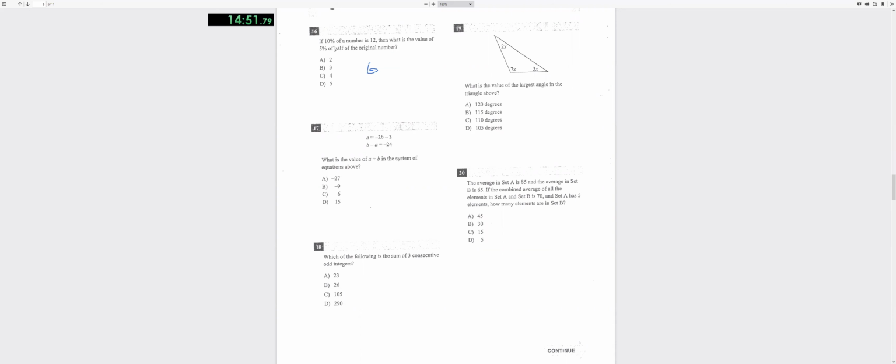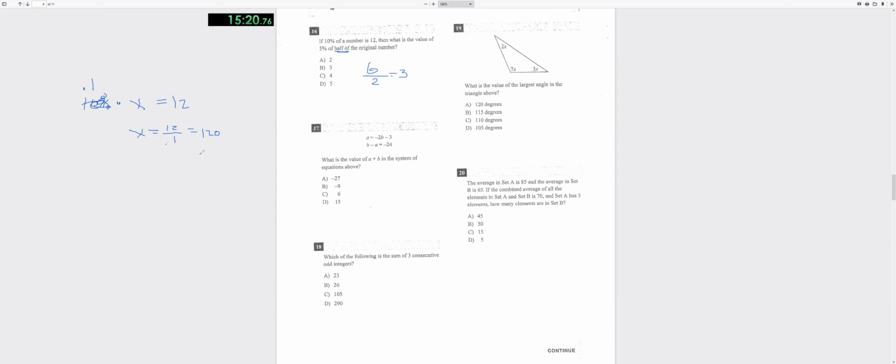That's 6. But oh, we want half of that, so we want half of 6, which is 3. If you don't like that, figure out what the number is. 10% of a number is 12. And of course, let's remember that 10% we're going to write as 0.1 or 1/10. So now to get x, we're going to do 12 divided by 0.1, which is going to give us 120.